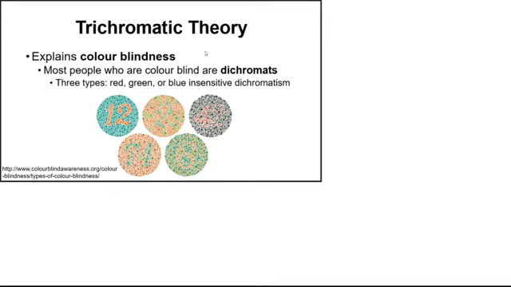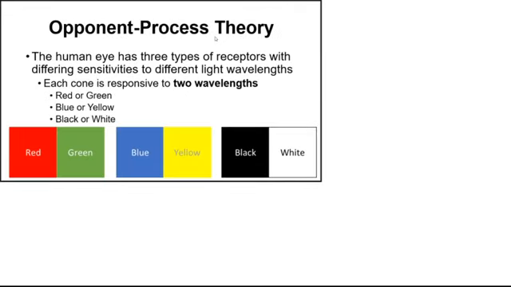So our trichromatic theory does a great job explaining color blindness. It pretty much explains how we can see most colors. The downside is its ability to explain yellow. And there are a couple other things it doesn't do a great job of. So what's our next theory?